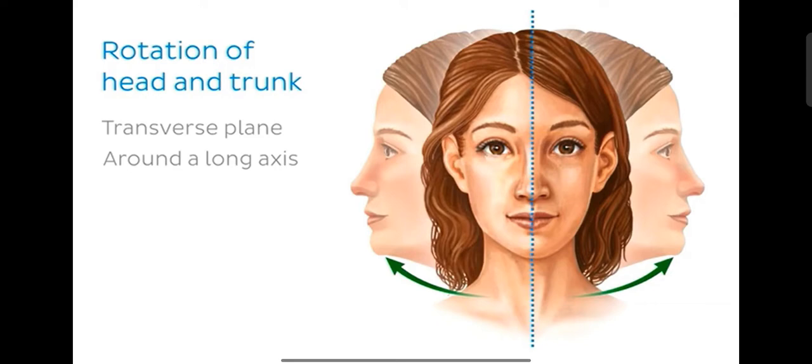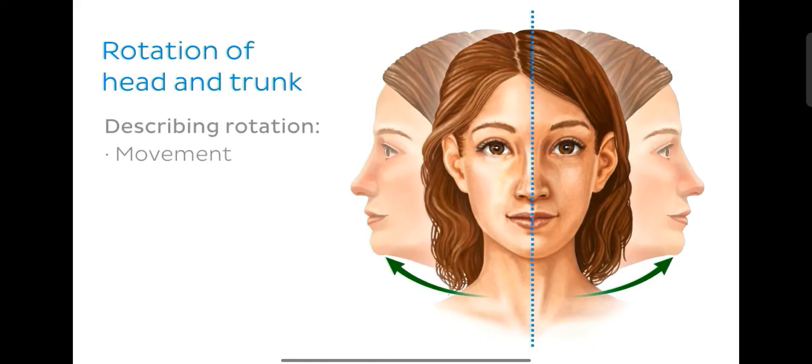As with rotation of the limbs, we need to give a direction. Because the structures rotating here are in the midline, we cannot use the terms medial and lateral, so we use left and right instead. We tend to describe these movements more fully, giving the movement that is rotation, the part that we perceive to be moving, and then the direction.